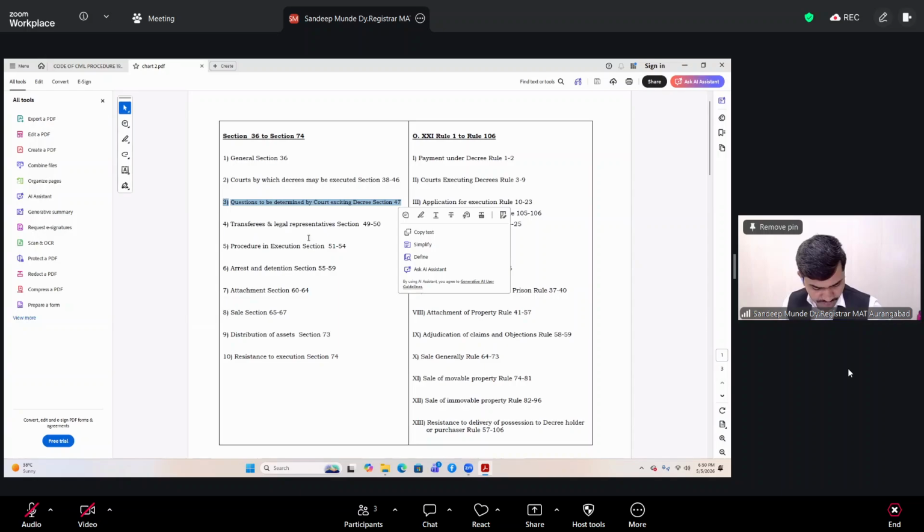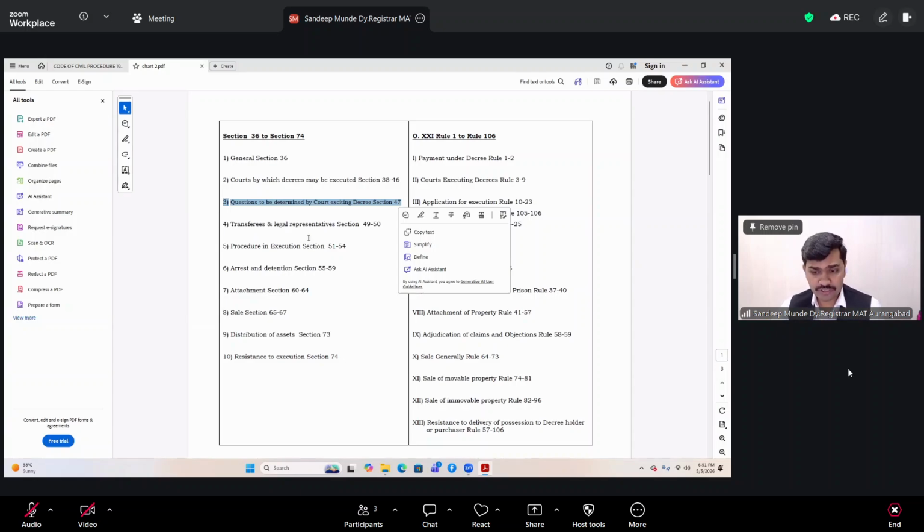So the wording of section 47 is: questions to be determined by court executing decrees. All questions arising between the parties to the suit in which the decree was passed or their representatives and relating to the execution, discharge, or satisfaction of the decree shall be determined by the court executing the decree and not by a separate suit. Therefore, while discussing section 12, there is the bar to the suit, in which we have taken the example of section 47.